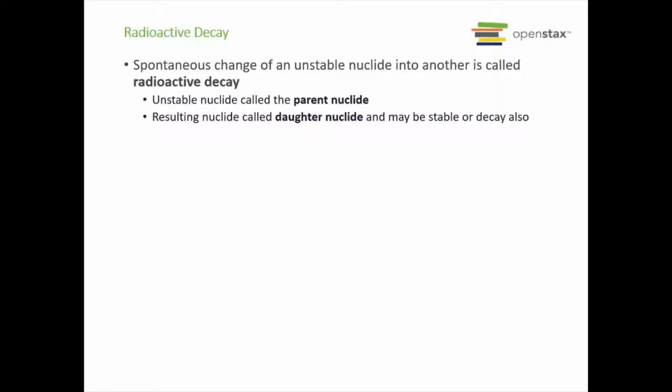So when you have a spontaneous change of an unstable nuclide into another, you have radioactive decay. That unstable nuclide is called the parent nuclide, and the resulting nuclide is called the daughter nuclide. It may be stable, or it can also undergo decay.